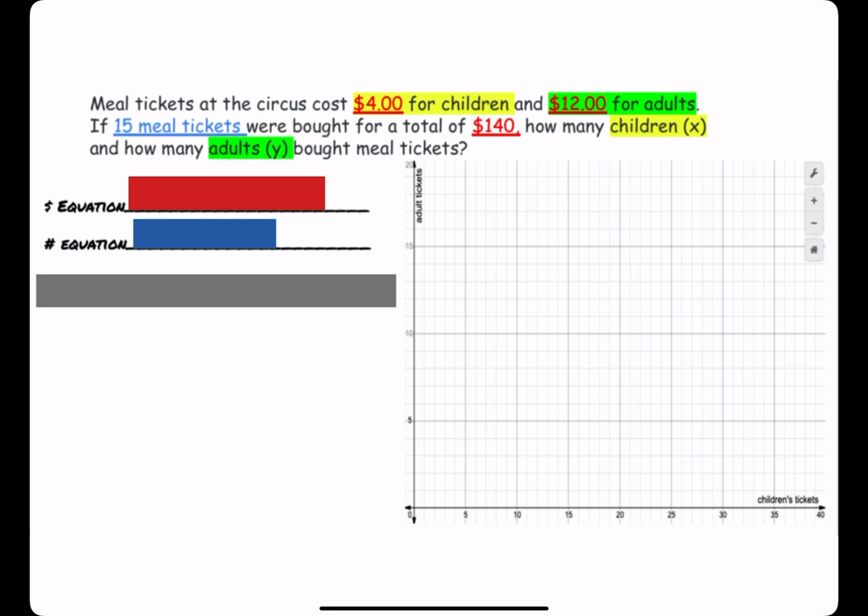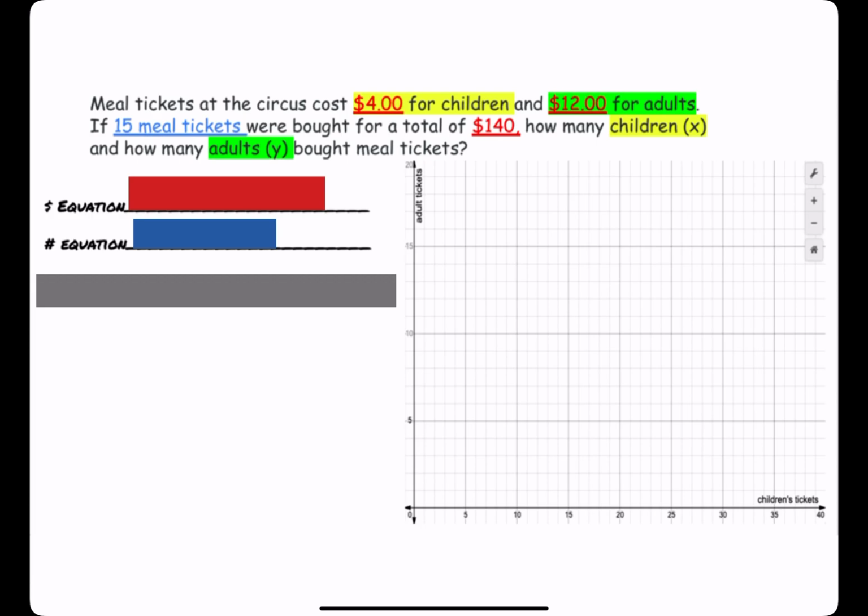In this problem, meal tickets at the circus cost $4 for children and $12 for adults. If 15 meal tickets were bought for a total of $140, how many children, X, and how many adults, Y, bought meal tickets? In this problem, it's easiest to use two equations and two variables.